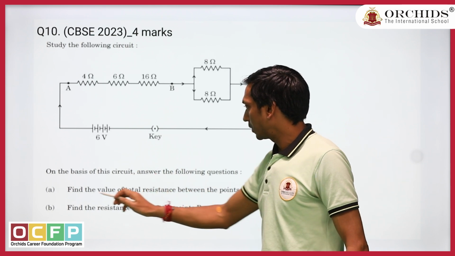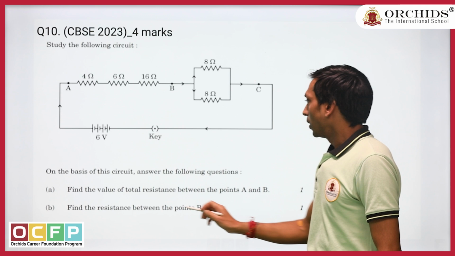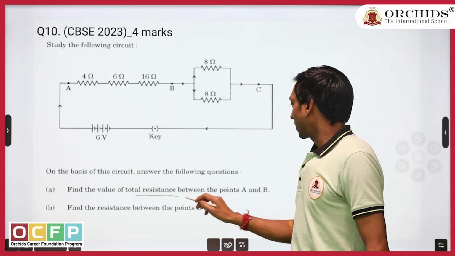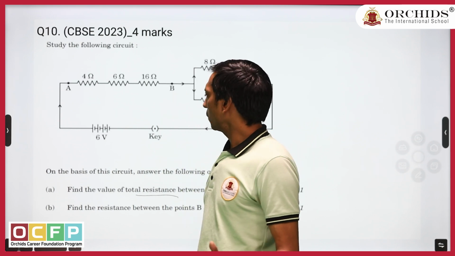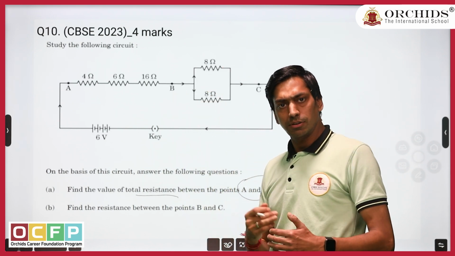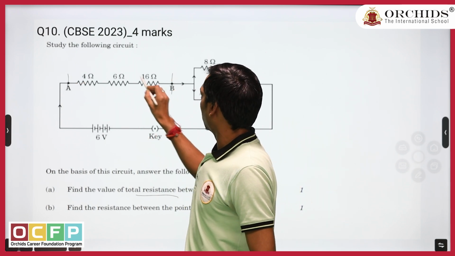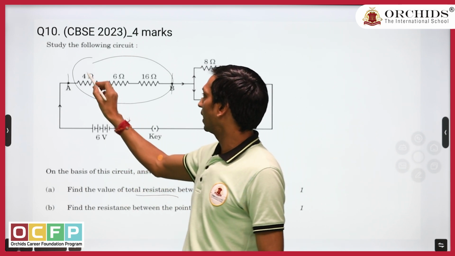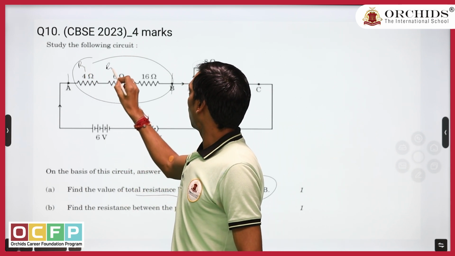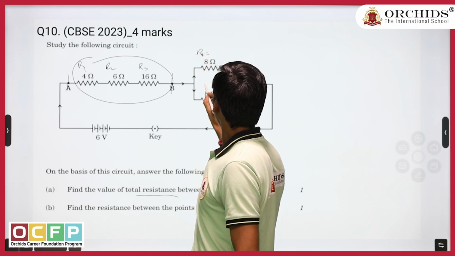On the basis of the circuit, we have to find out number 1. The first thing we have to find out is the value of the total resistance between points A and B. See, this question is divided into 2-3 parts in such a manner that we can proceed step by step. So what is A and B? In A and B, we have only 3 resistors which are in series. So give them the names R1, R2, R3, and R4 and R5.